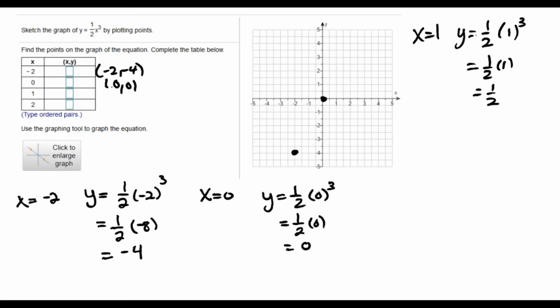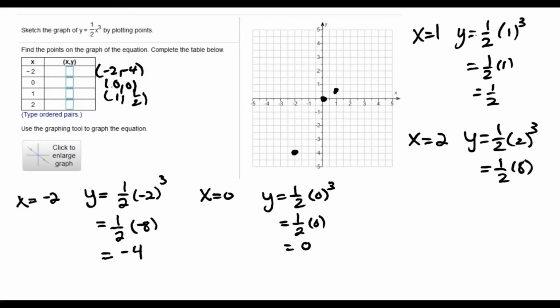So 1, 1/2 is my ordered pair. And I have x equals 2, y equals 1/2 times 2 cubed, 1/2 times 8, and 1/2 times 8 is 4. So we have the ordered pair 2, 4. That would be here. So we're going to get our curve to look something like that. It has a little squiggle in the middle.